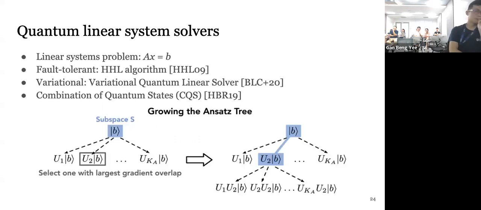Okay, so quantum linear solvers are a large topic in quantum computing. Basically we have a linear system of a matrix, AX equals B, and we want to find X. For fault-tolerant algorithms, there's the seminal HHL algorithm. For variational, we also have strategies such as the variational quantum linear solver. What we want to talk about today is the combination of quantum states method, or the CQS method, by Huang and Shore, as well as Patrick Rebentrost. For this idea, they take the Hamiltonian, decompose it into a set of unitaries, and then use the unitaries to grow a set of ansatz.